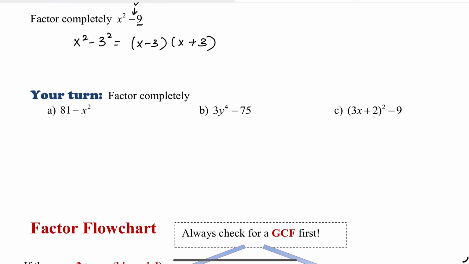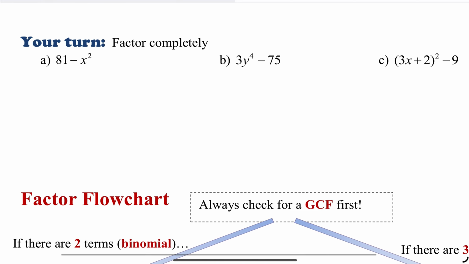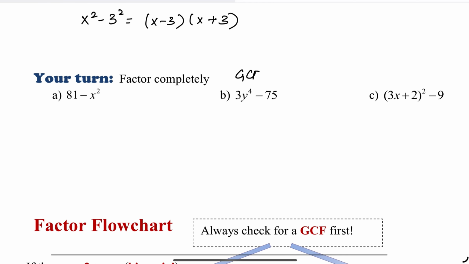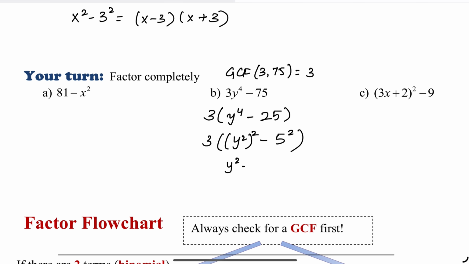Try these questions on your own. I'm going to do part B and C, but try it first. So part B, I can see that the greatest common factor of 3 and 75 is 3. So I'm going to factor out 3, which leaves me y to the power of 4 minus 25. Now, 25 is a perfect square. Y to the power of 2 to the power of 2 is also a perfect square. So I'm just going to break that down, and now I have y squared minus 5 times y squared plus 5 times 3. And that's my answer, okay?